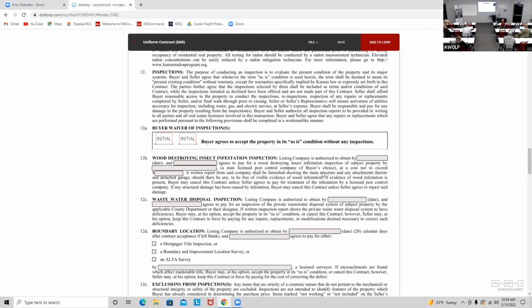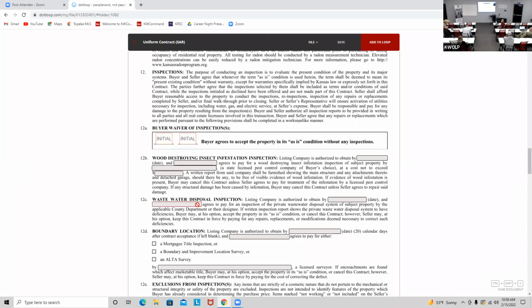State licensed pest control company of buyer's choice, and at a cost not to exceed X dollars. The dollars that are put into these contracts, you guys need to understand, are static. So if you put $100 here and you say that the seller is going to pay for it, and the bill comes in for $125, you have $25 that cannot be charged to the seller and is going to fall to the buyer. Make sure the numbers that you put for the dollar amounts are going to cover the cost of the inspection, or you're hanging your buyer out to dry.